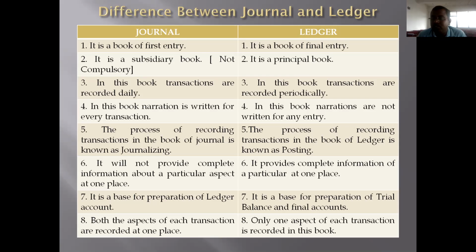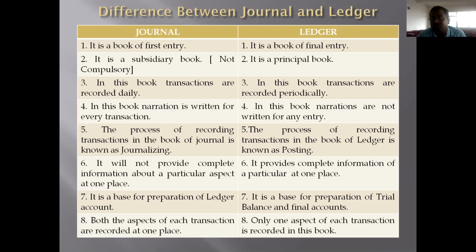What is the first difference? Journal is a book of prime entry, ledger is a book of final entry. What is the second difference? Journal is a subsidiary book which is optional, not compulsory. Ledger is a principal book which is mandatory. Then the third one is we deal with the journal on a daily basis, but we deal with the ledger on a periodical basis.